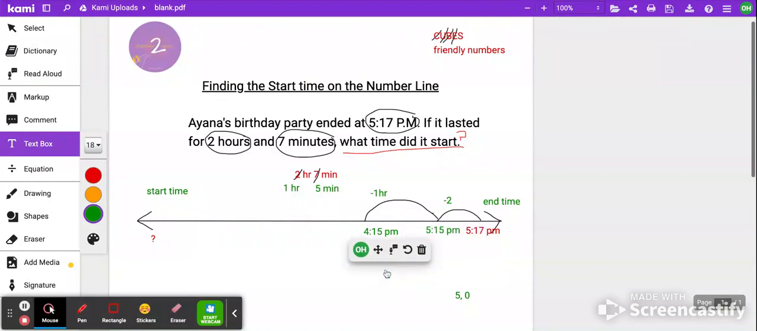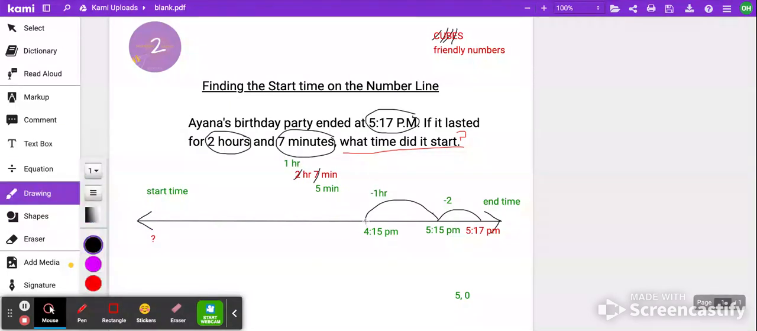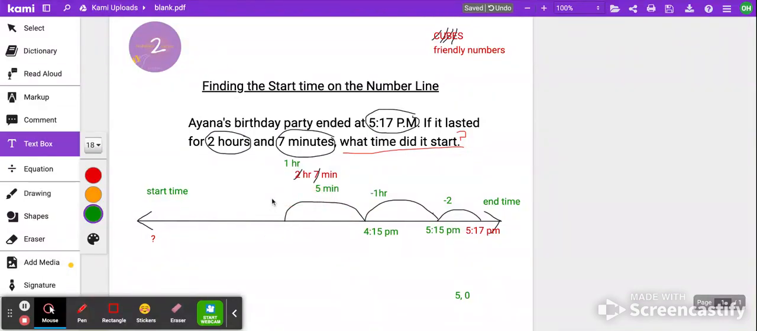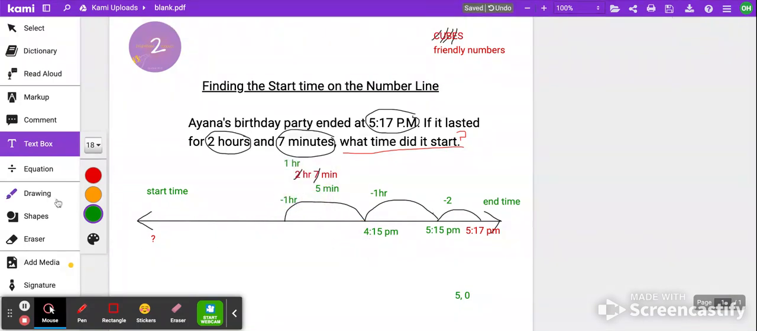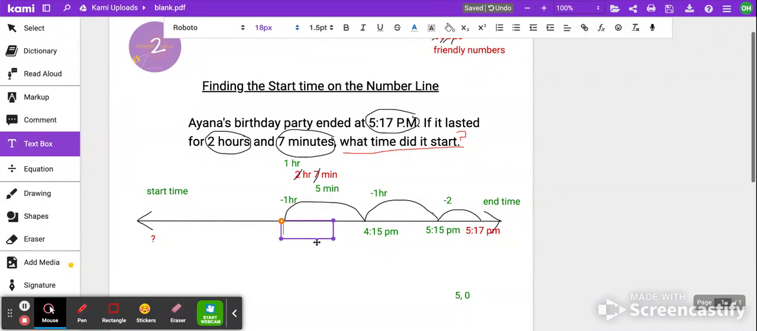All right, so here we go. So now we're at 4:15. So I need to subtract 1 more hour. So let me grab my drawing tool and I'm going to subtract another hour. And so if I'm at 4:15 and I subtract 1 hour, that means that instead of 4:15, my new time would be, what do you think? 4 minus 1 is 3. So it's 3:15. And of course, it's PM.